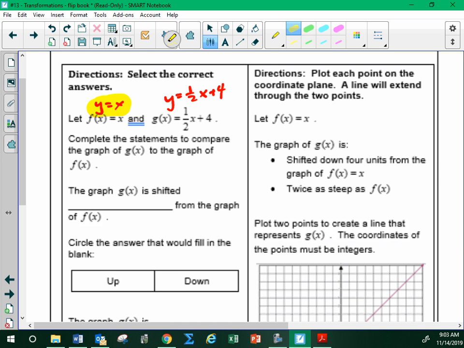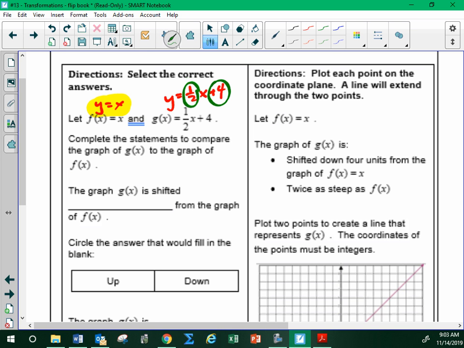Now, we can, of course, use our calculators and graph it to see, but we can also just take a look at our information. I see that I have y equals x, and then now I have what's different here. My 1/2 is different, and my plus 4.